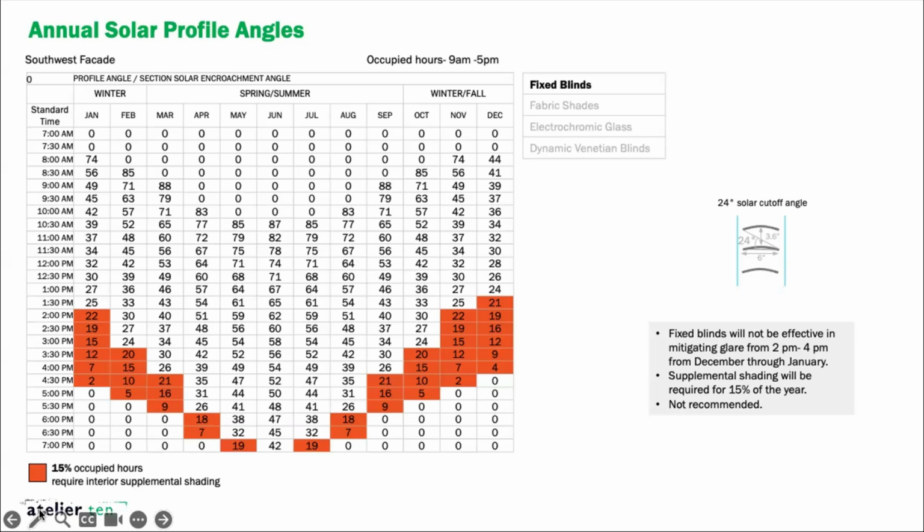The way that we're determining when we require supplemental shading is when the direct sun is encroaching onto the seating and causing visibility issues. And so we determined that fixed blinds will not be effective due to this need for supplemental shading because they are going to be having events all day from 9 a.m. till even nighttime.